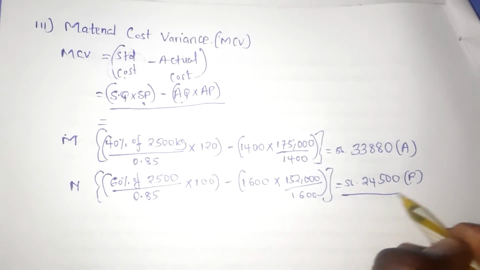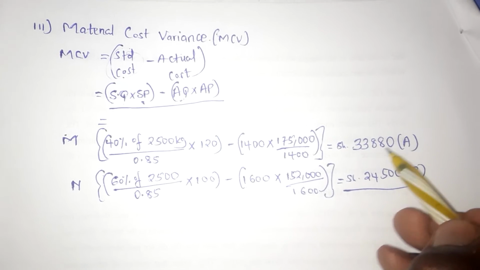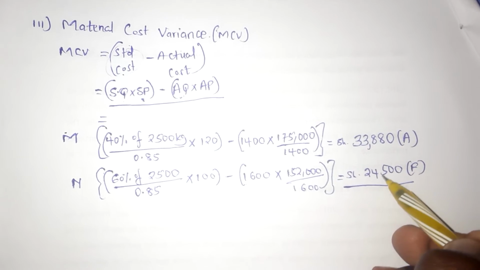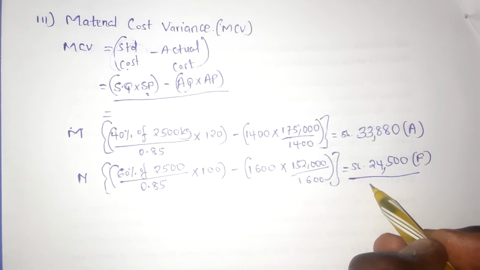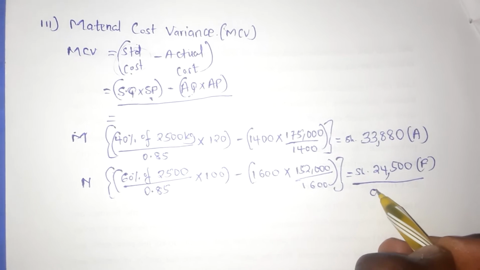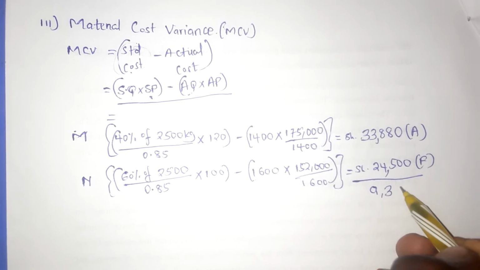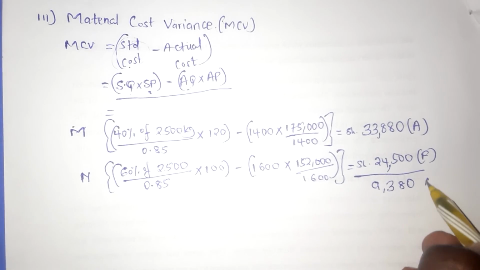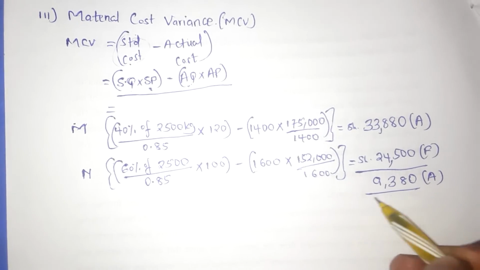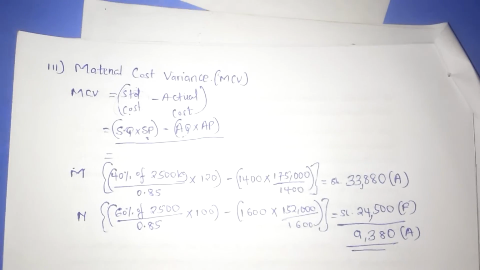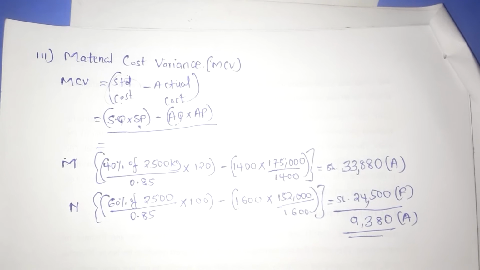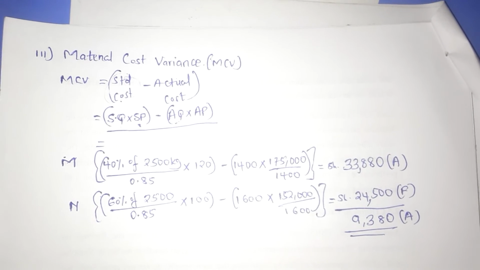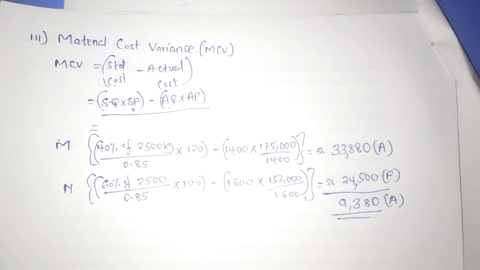So what is our final answer in this case? The final answer will be adding the two. Adverse, the 33,880, and favorable is 24,500. So the final answer, checking on the two, we will be having 9,380, which is still adverse. That is how you calculate material cost variance for this kind of a calculation.